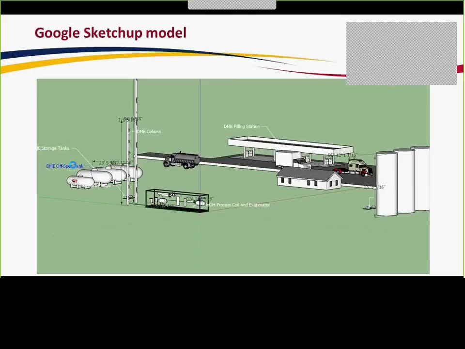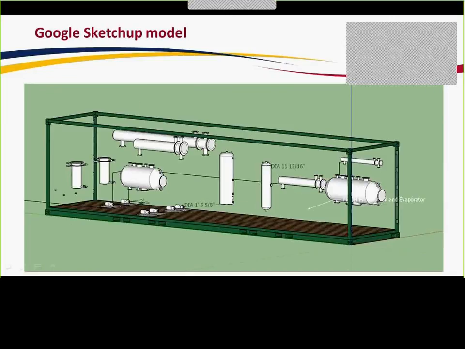So shown here is our Google SketchUp 3D model of an example plant that's going to be located in Kingston. You can see over on the right side, there's the methanol storage tanks. And over on the far left side is where the DME tanks are kept. And in the middle is where the production facility is. You can see inside this box, it's small enough to fit inside a shipping container so that it can be as portable as possible, as described in the business objectives.